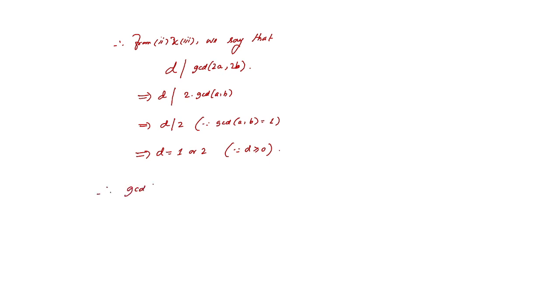So that means we proved that GCD of A plus B, A minus B, that was exactly D, is 1 or 2. So hence it is proved.